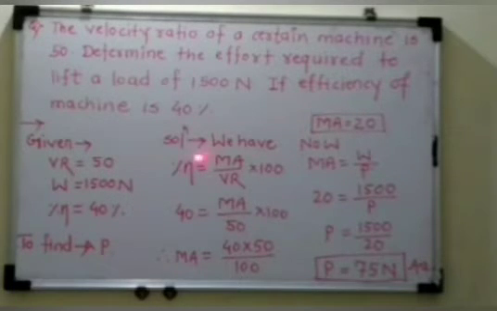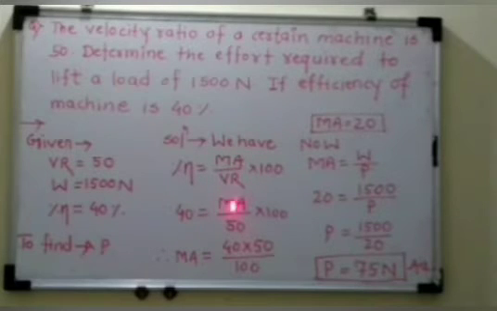So I have written that we have the formula of efficiency. Efficiency is MA upon VR into 100. Why are we applying this formula? Because this formula is known to us and the value of efficiency is also given in the numerical. So this is the purpose or use of the efficiency given in the numerical. So efficiency is MA upon VR into 100. Efficiency is 40. MA is not known to us.